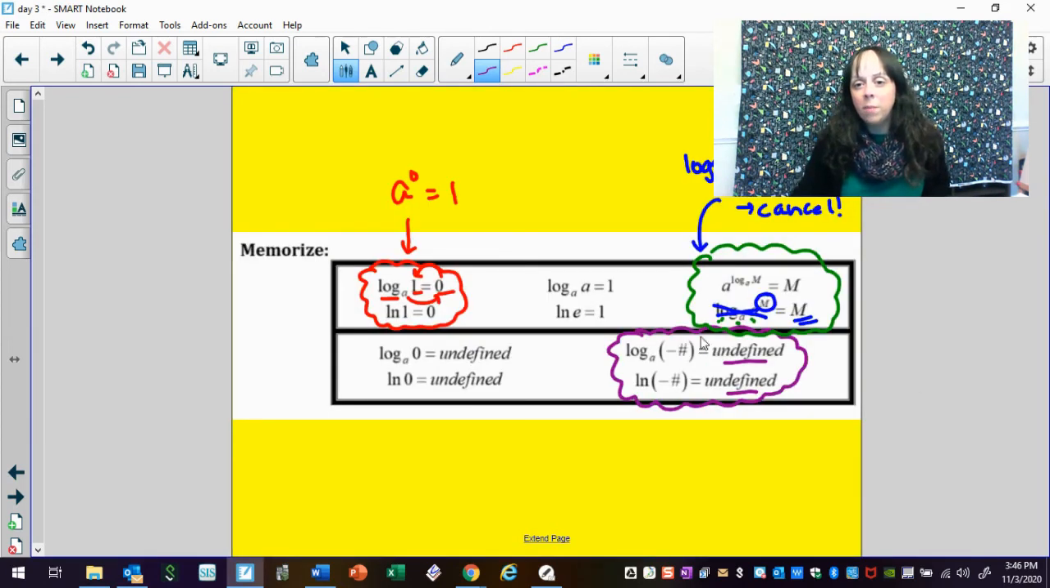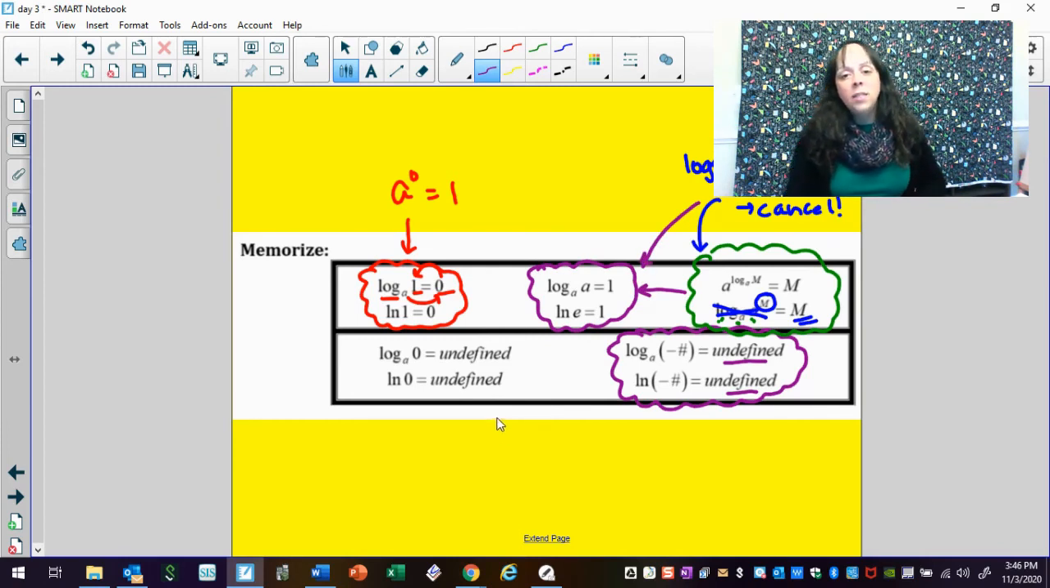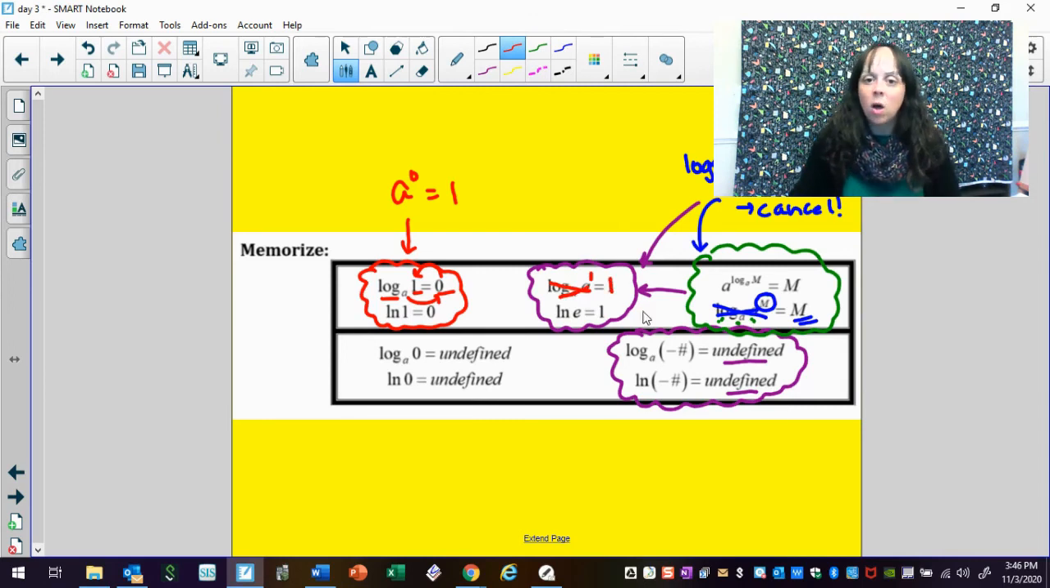This rule here from the green bubble. They cancel out. I wrote it here as its own special rule, but it's actually related to this guy. Logs and exponents are inverses of each other, so they cancel each other out. So if you have log base A of A, the exponent would be a 1. This guy cancels out. 1 is all that's left.